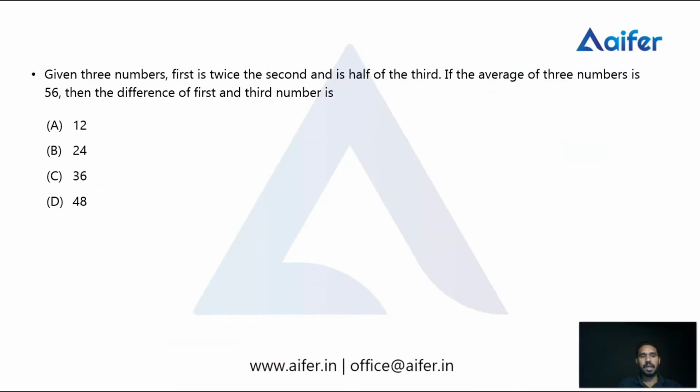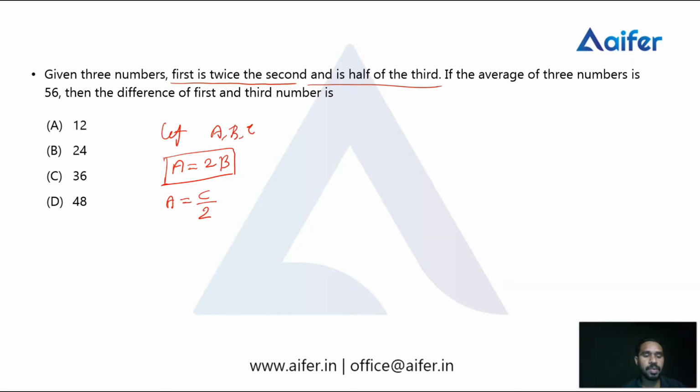Given 3 numbers, the first is twice the second and is half of the third. If the average of the 3 numbers is 56, then the difference of the first and third number is? Here 3 numbers are provided and there is a relation between them. So let A, B, C be the 3 numbers. The first is twice the second, so A is equal to 2B. Then the first is also half of the third, that is A is equal to C by 2.